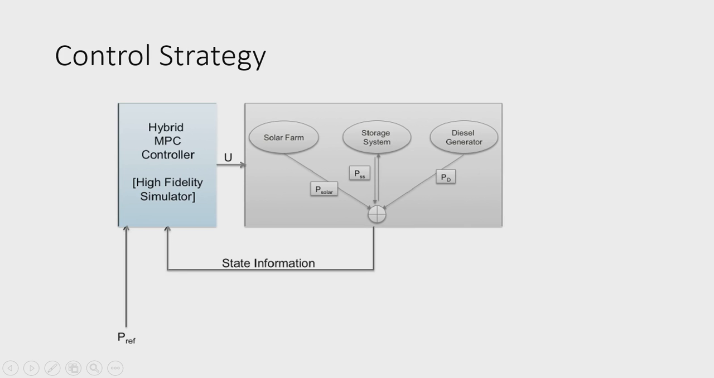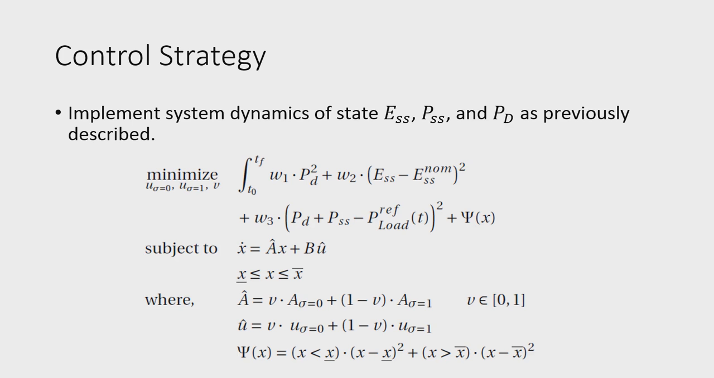For the control strategy, we'll be using model predictive control, which will be fed the state information from the electrical system here, which is the summation that we saw earlier in the slides. The MPC controller is going to output U, which is the stacked command of the storage system, UESS, and then UD, which is the control command for the diesel generation. The mathematical representation is shown here.